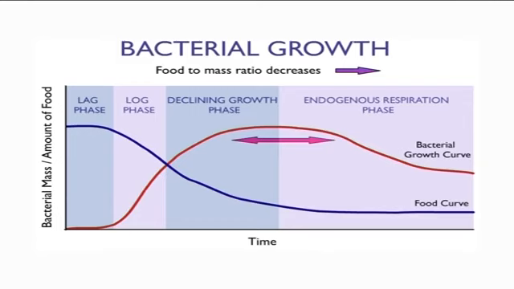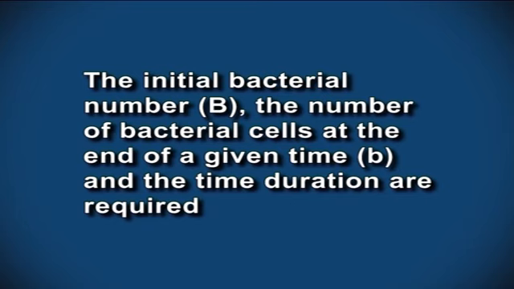The growth rate of any bacterial population can be calculated if the number of generations, denoted by smaller n, in a given time is known. The bacterial growth rate can be expressed in terms of mathematical expression. For this, the initial bacterial number denoted by capital B, the number of bacterial cells at the end of the given time denoted by lowercase b, and the time duration are required.